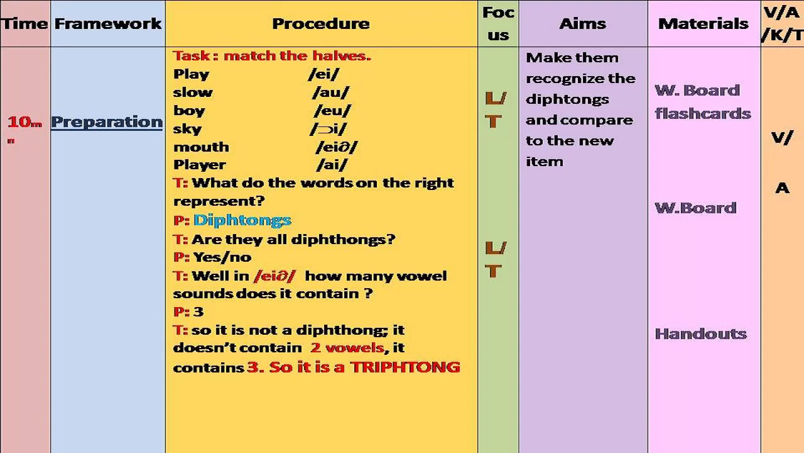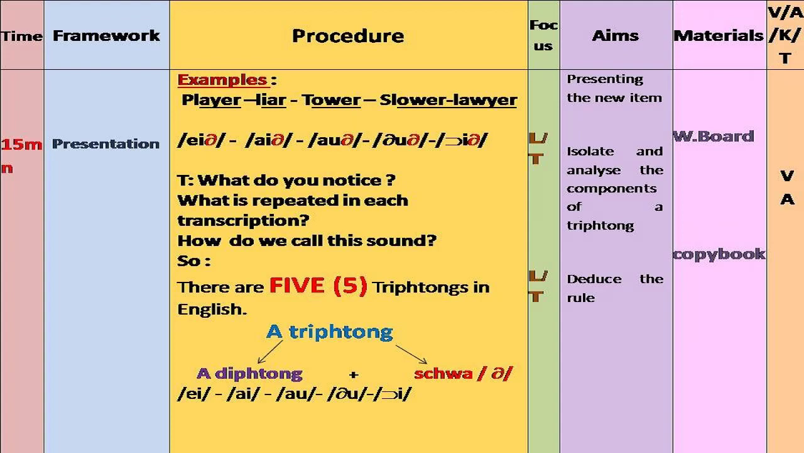Then from the preparation phase, I move to the presentation phase. So in the presentation phase of a pronunciation lesson, we present the items. So we always start with examples. We always contextualize our lesson. So here we have 5 examples with 5 transcriptions. You make your learners deduce the rule. You make your learners analyze. You make your learners isolate.